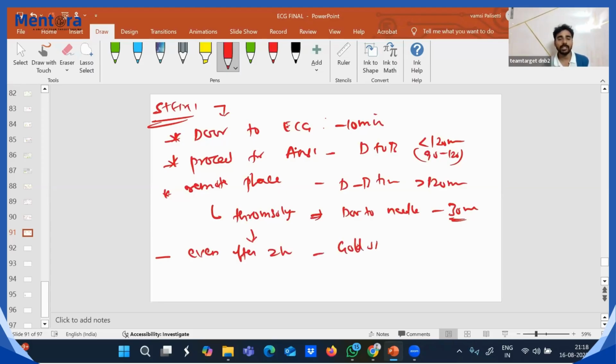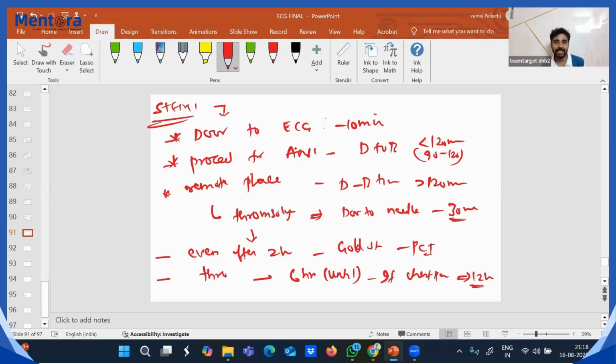And the last and final point: usually if the patient comes even after 2 hours also, the gold standard is PCI only, angiography only. But if the PCI option is not there, you have to go for thrombolysis. You can do thrombolysis until 6 hours, right? But if chest pain is still present, you can go until 12 hours. Right? This again is a key point.